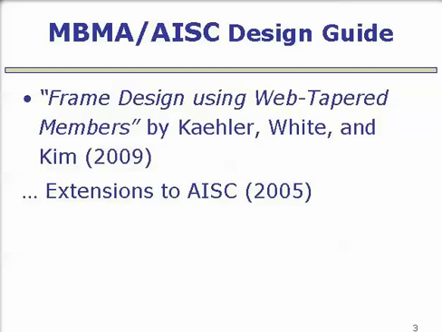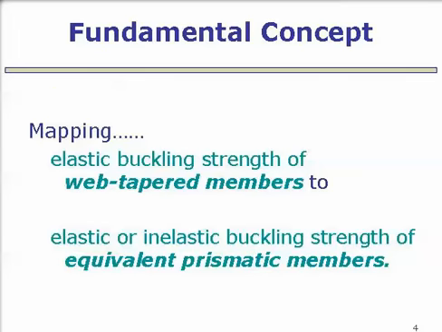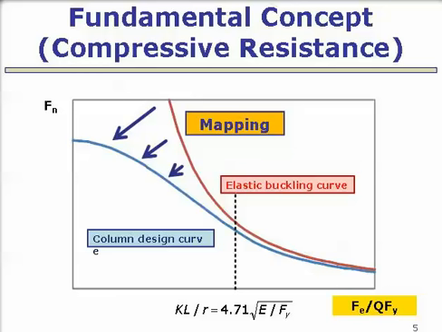Okay. So, as Mr. Kaler mentioned, this design guide titled Frame Design Using Web-Tapered Members hopefully will come out this summer. This guide basically provides extensions to AISC 2005 provisions to allow you to use them for Web-Tapered member designs. So I can summarize the concept in one sentence, which is a mapping of elastic buckling strength of Web-Tapered members to elastic or inelastic buckling strength of equivalent prismatic members. So let's look at this in terms of compressive resistance.